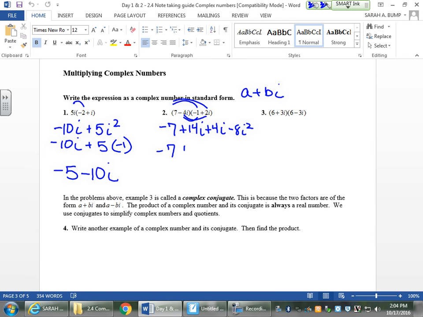It's going to be negative 7 plus 18i minus 8 times negative 1. So negative 7 plus 18i plus 8. And if we combine like terms, we will get 1 plus 18i.